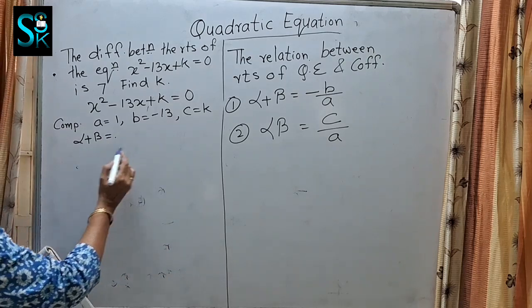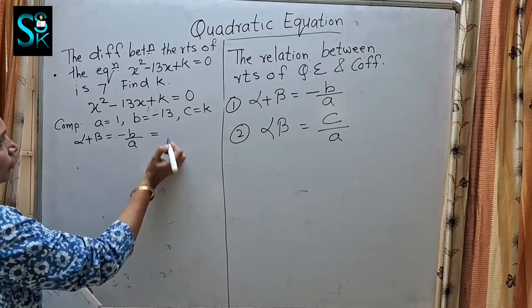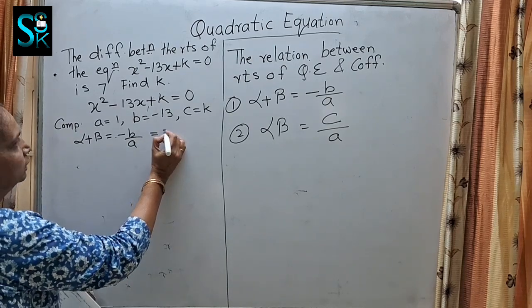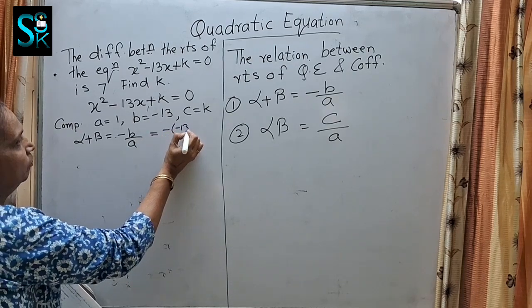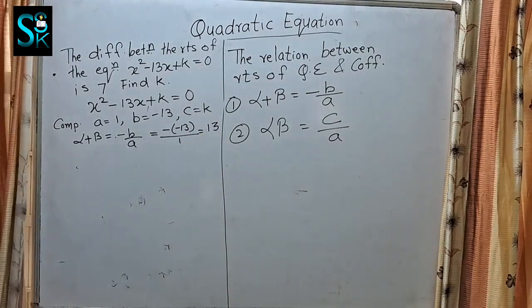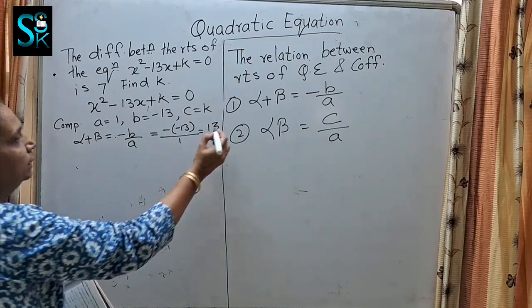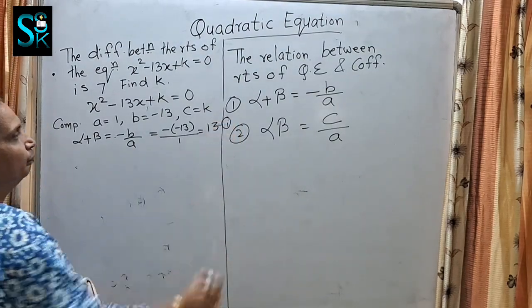So alpha plus beta is nothing but minus b upon a. I'll write here only formula minus b is minus 13 upon a is 1. So the answer is minus into minus plus, that is 13. So alpha plus beta I got 13. I'll write this as equation 1.